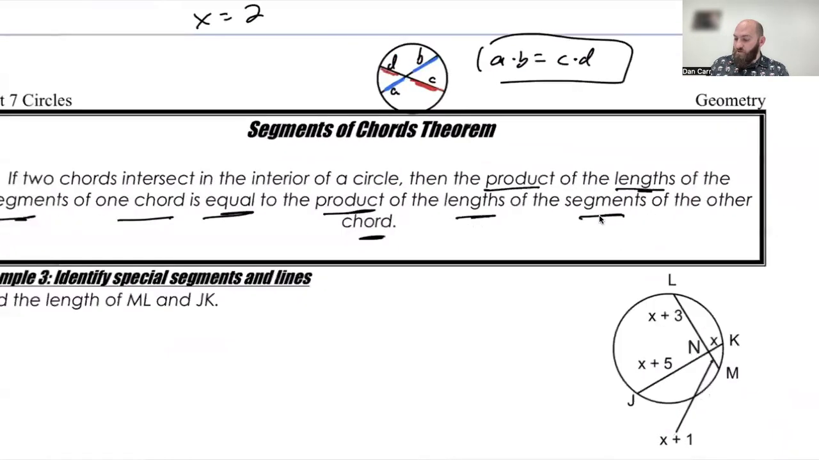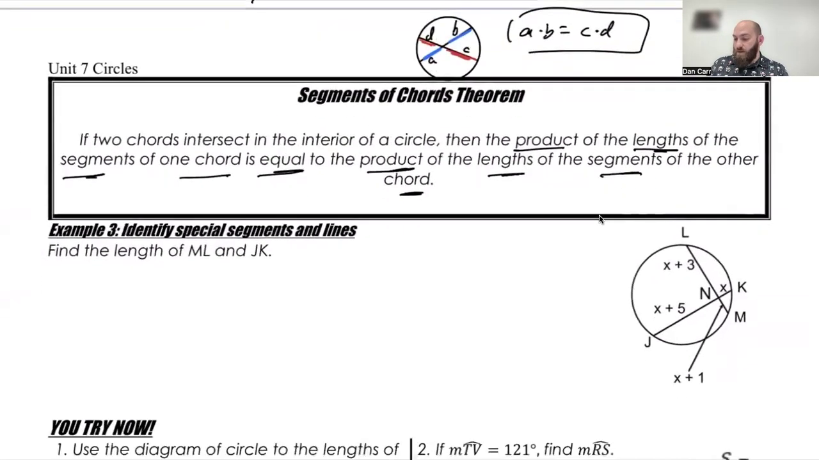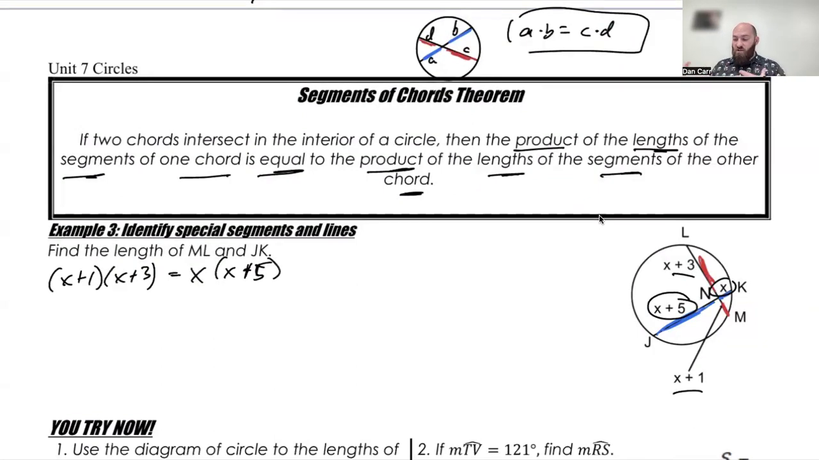Okay, so when I look at my first example here, find the length of ML and JK. What I'll do is color code it a little bit. We have NK and JN on the same chord, just like LN and MN are. So here's my setup. I'm going to take x plus 1 and x plus 3, and they're going to multiply together. Then I can take x plus 5 and x and multiply those together. And again, this is just like any other algebra problem we've done. We're going to solve this out.